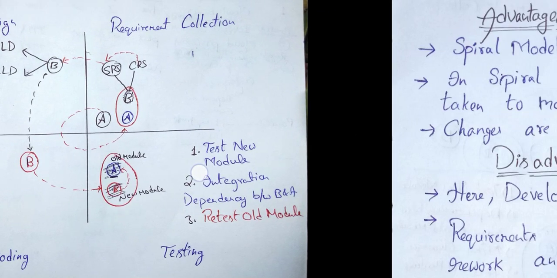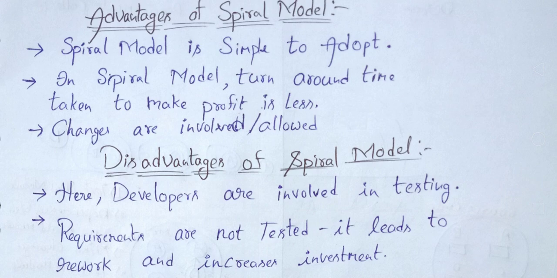And we have to come to what are the advantages and disadvantages of the spiral model. In advantages, the spiral model is simple to adopt, just as the waterfall model is very simple to adopt. The second point is that in the spiral model, the turnaround time taken to make profit is less. Means in less time the customer will earn more profit. That is the big advantage of the spiral model.